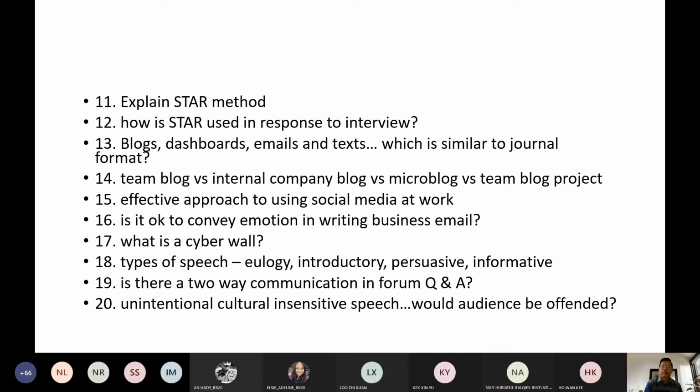How to use social media at work. In some organizations, staff and employees are not permitted to be online during working hours. There is a rule. In fact, in UMS, we are not allowed to surf Facebook during working hours. So this is being practiced by many organizations.